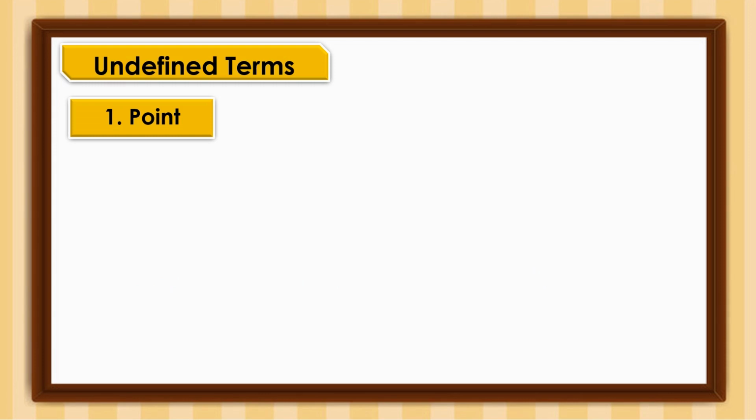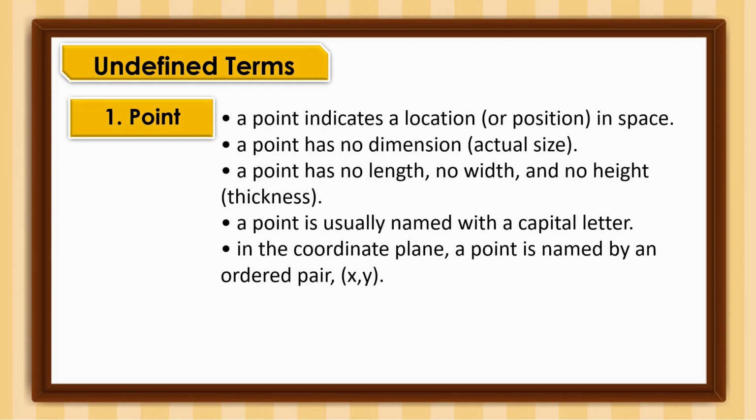Now let us talk about what is a point. When we say a point, it indicates a location or position in space. And a point has no dimension or actual size. A point has no length, no width, and no height or thickness. And a point is usually named with a capital letter. In the coordinate plane, a point is named by an ordered pair x and y.